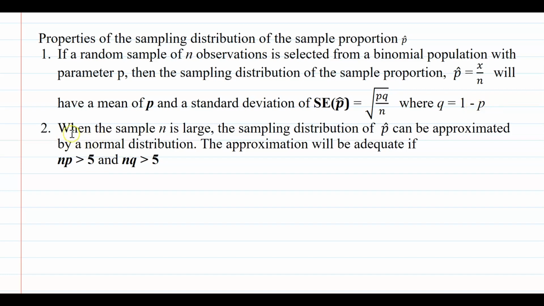The second property is that when the sample size n is large, the sampling distribution of p hat can be approximated by a normal distribution. The approximation will be adequate if np is greater than 5 and nq is greater than 5. What this means is that if np is greater than 5 and nq is greater than 5, then the distribution of P1 hat, P2 hat, P3 hat, up to the last P hat will be approximately a normal distribution. Now let's take a look at an example of the sampling distribution of the sample proportion P hat.